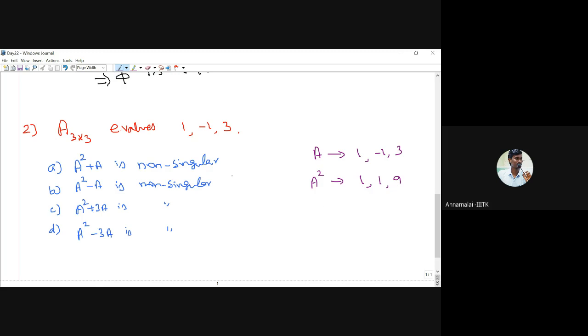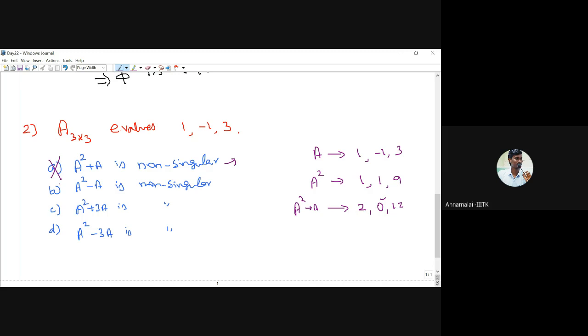Now look at the first option. What are the eigenvalues of A squared plus A? Just sum them. The eigenvalues of A squared plus A are 1 plus 1 is 2, 1 minus 1 is 0, and 9 plus 3 is 12. Now the determinant is nothing but the product of the eigenvalues. We get 0 because 0 is one of the eigenvalues. Therefore, the determinant of A squared plus A is 0, so it's a singular matrix. Therefore, the first option is false.